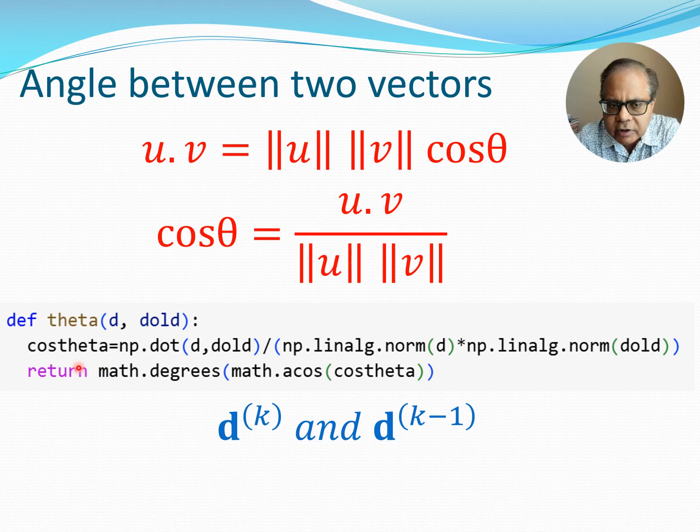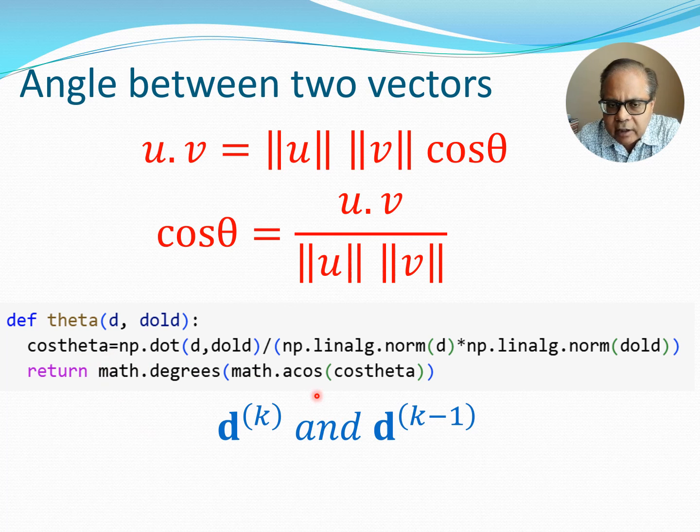So I write cos theta as the dot product of d and d old, these are the two vectors coming in, divided by the norm of these two vectors. So essentially d and d old are going to be the two search directions. Now what's going to happen is that I'm going to get cos theta from here.